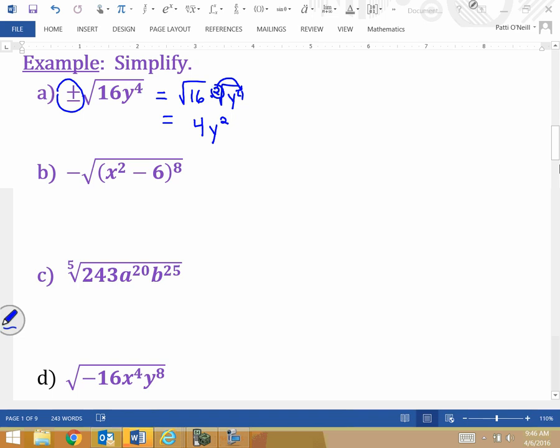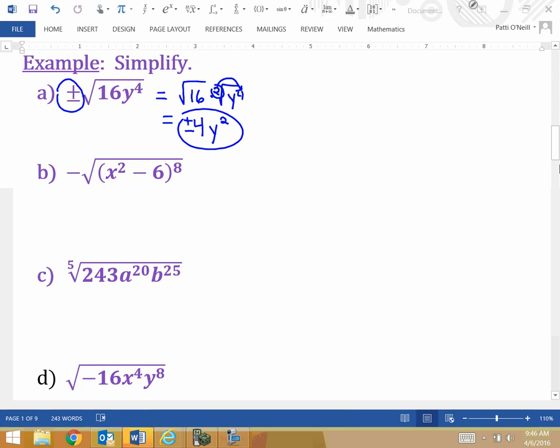So my final answer for this, I have to include the positive and negative sign, would be positive and negative 4y squared. I can double check my work by squaring those answers, and I should get the radicand back. If I square 4y squared, I get 16y to the 4th. If I square negative 4y squared, I also get 16y to the 4th.